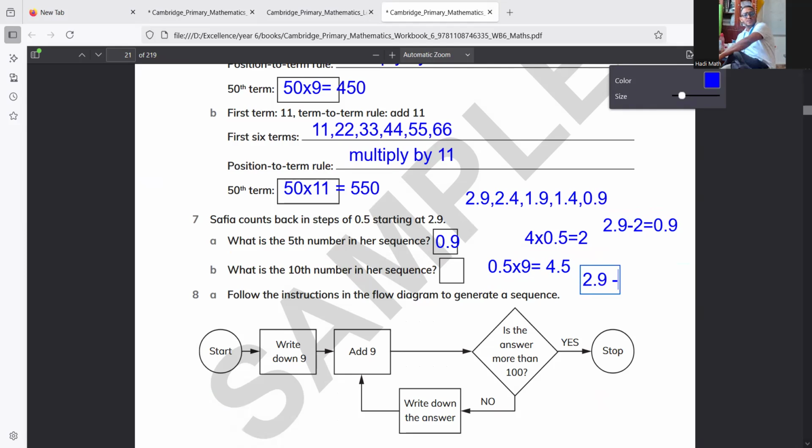2.9 minus 4.5. Remember, 4.5 is a bigger number. You cannot subtract this one. That means the answer must be what? It must be a negative number.